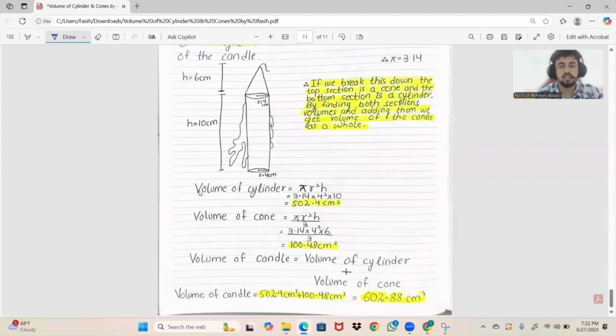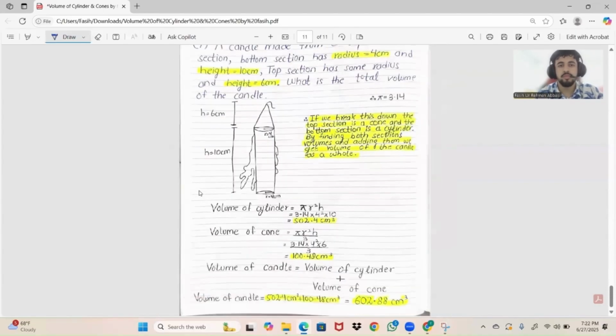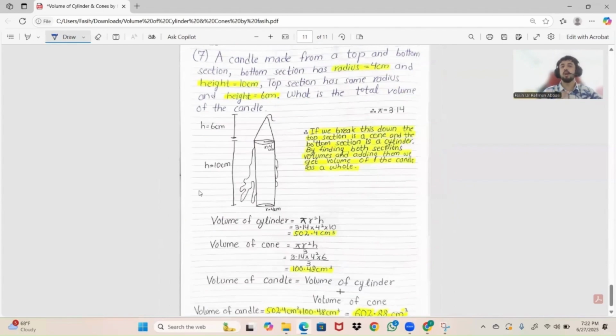So I'm just going to jump into the last problem. So look, a candle made from a top and bottom section. Bottom section has radius 4 centimeter and height 10 centimeter. Top section has the same radius and height 6 centimeter. What is the total volume of the candle?